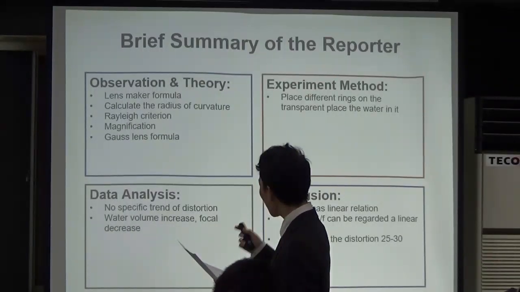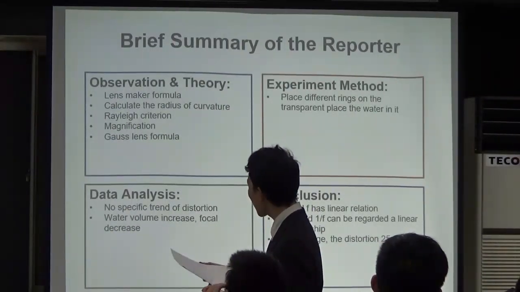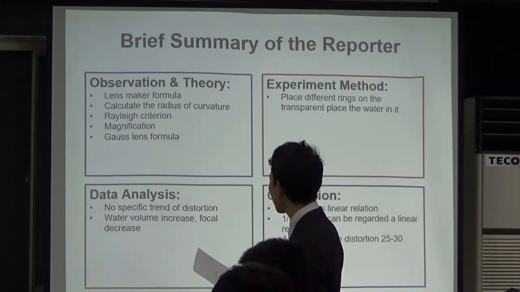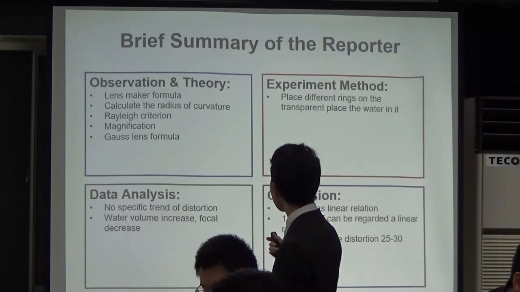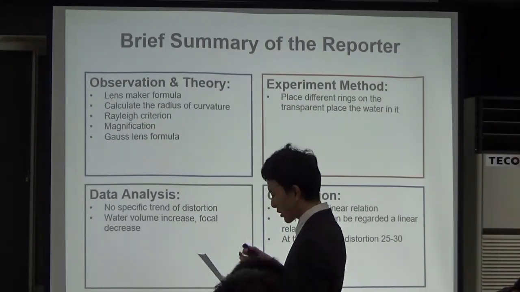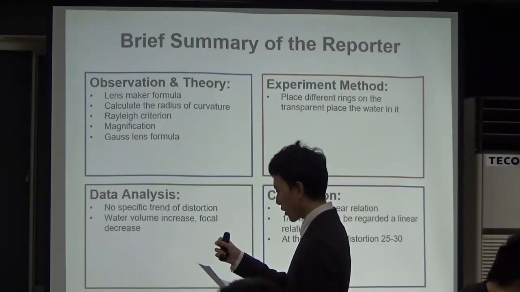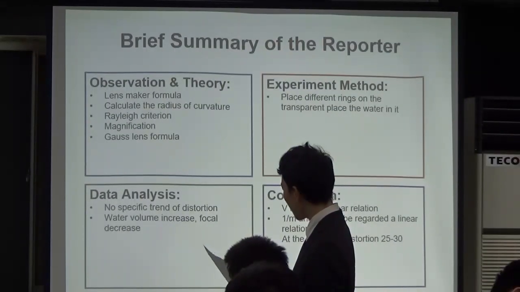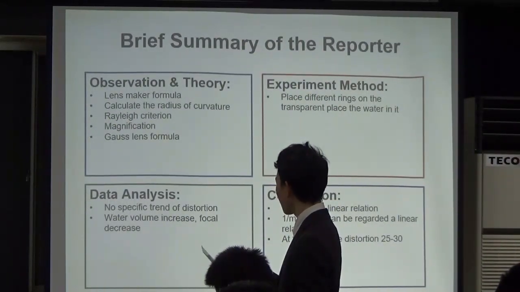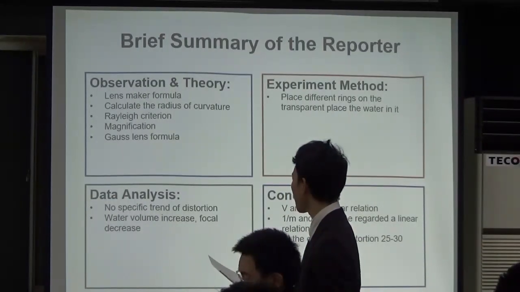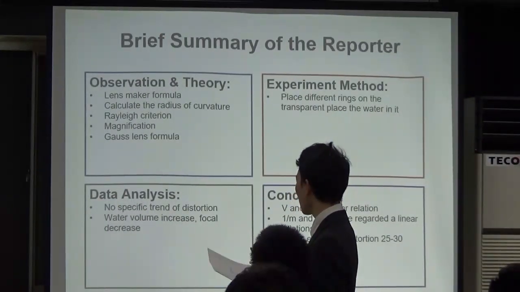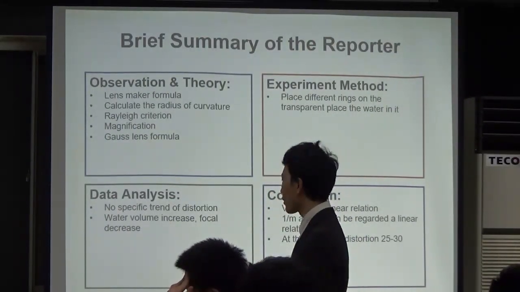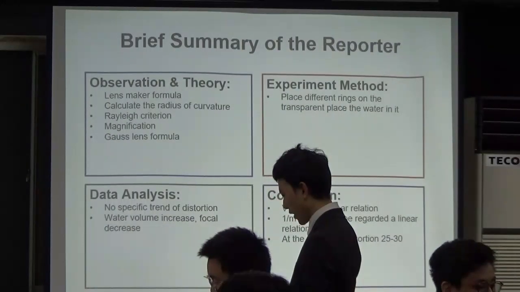And they calculate the radius of curvature and use the Rayleigh criterion to define the resolution and use other methods of determining the magnification. And their experiment method is placing rings on the transparent plate and dripping the water with a glass dropper. And with the data analysis, they found no specific trend of distortion. And when the water volume increases, the focal length will decrease. And the side of the water droplet will have a distortion rate of 25% or 30%.